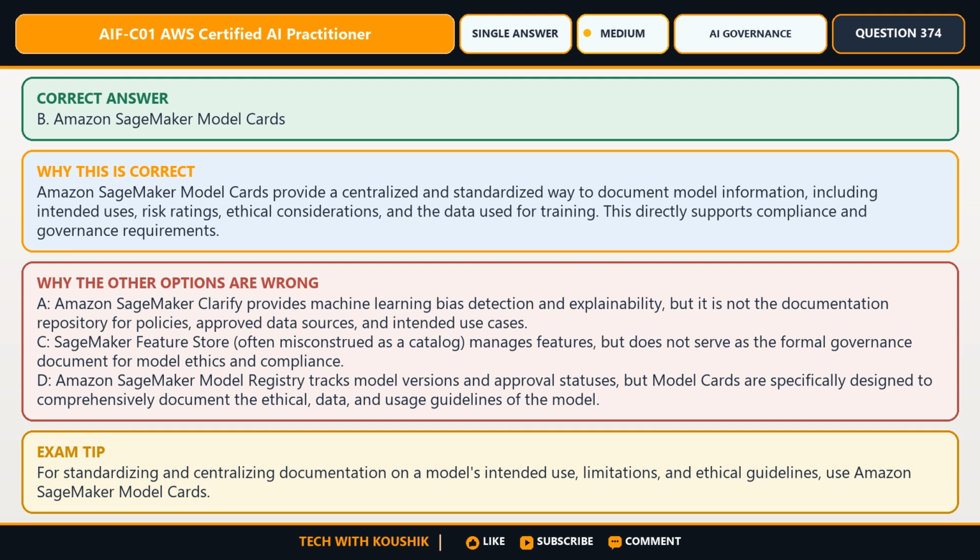A useful exam pattern is this. For standardizing and centralizing documentation on a model's intended use, limitations, and ethical guidelines, use Amazon SageMaker Model Cards.